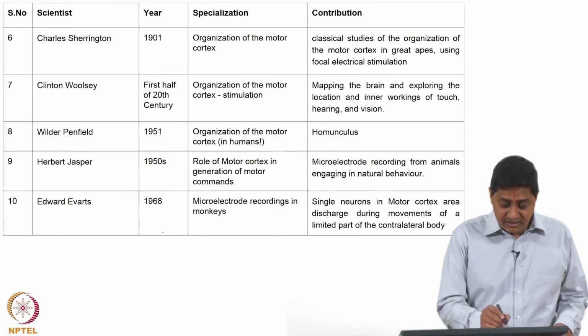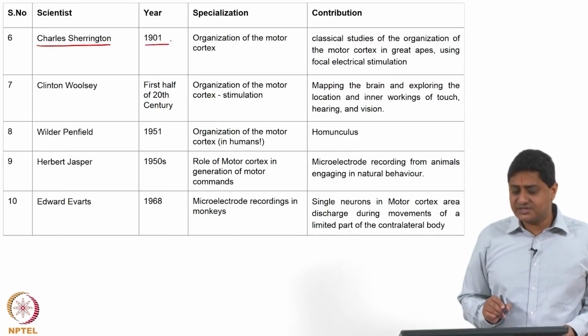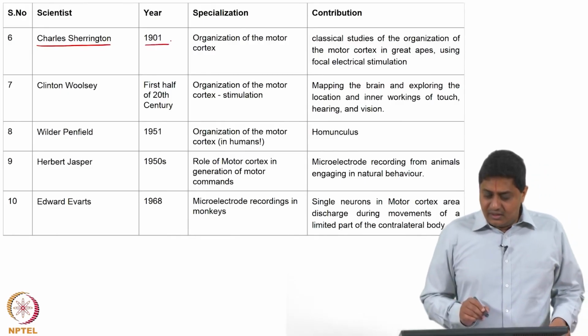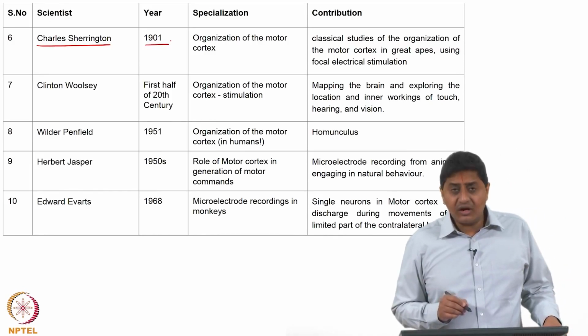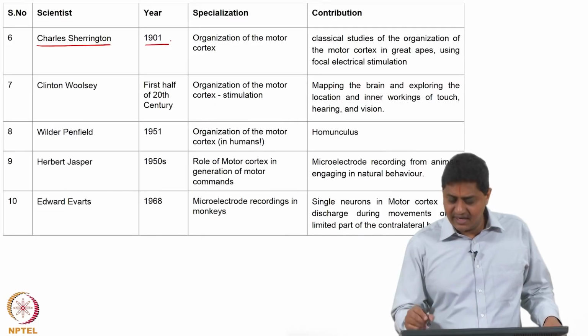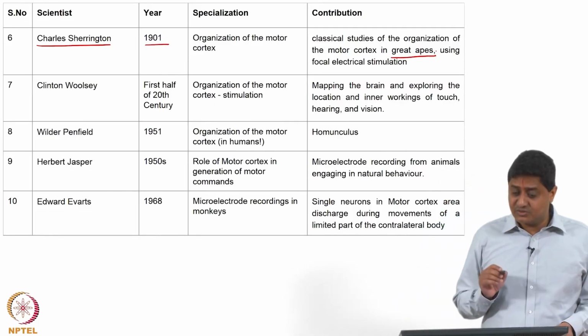And in the meanwhile Sherrington, using his own classical approaches, came up with this idea that the motor cortex in great apes is organized in a certain way, using electrical stimulation, right.